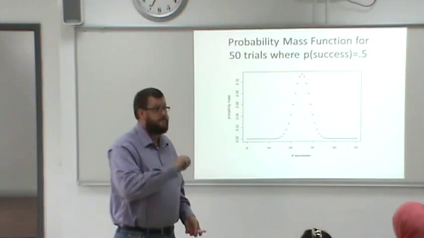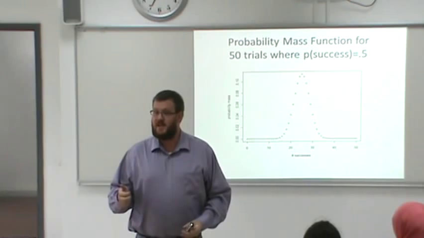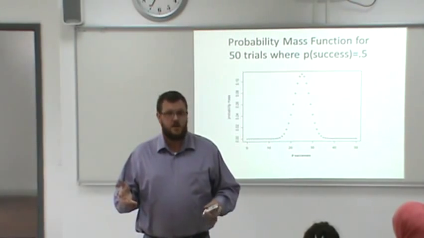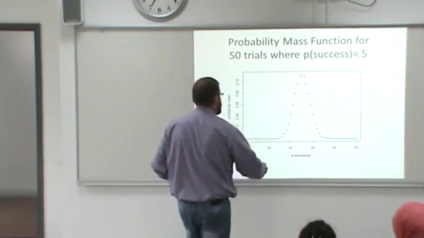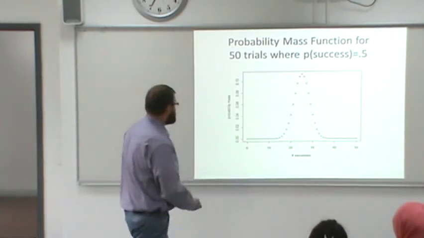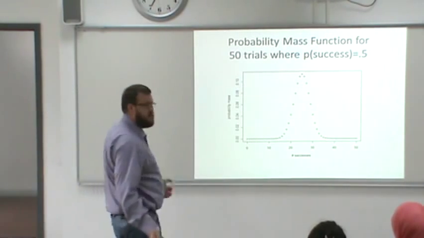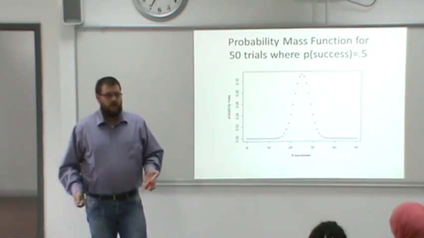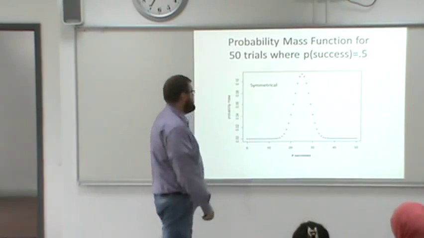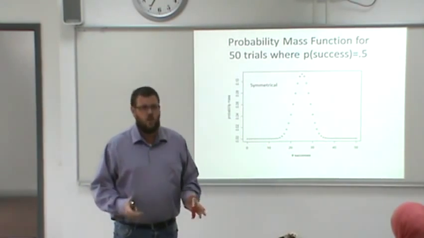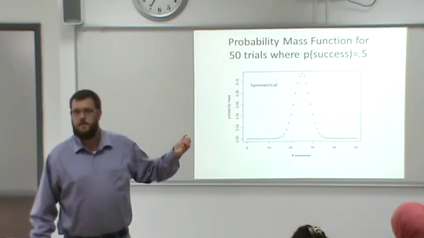which you would expect, right? If you have 50 trials, and the probability of a success is 0.5, you should get a success half of the time, right? That's what you would expect. So 25 is the most probable. Now, looking at this, we can notice some things about it. So what things can we notice about it? It's symmetric, right? So this is a symmetrical distribution. Now, on Friday I talked about when it would be symmetrical and when it would not be symmetrical. Here it's symmetrical. Why?